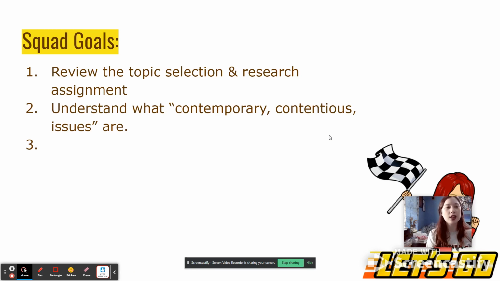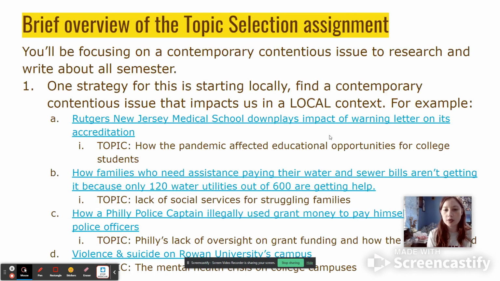Okay, so squad goals for today are going to be to review the topic selection and research assignment, which is what you should have looked over for last Wednesday and filled out the Google form, and understanding what contemporary contentious issues are. So let's rock and roll.